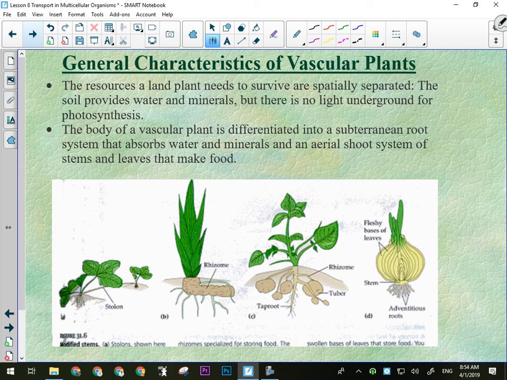There are lots of adaptations that plants have come up with over millions of years in order to deal with this. The body of a vascular plant is differentiated into its root system, that absorbs water and minerals, and a shoot system, an aerial shoot system, so that means above ground, that makes food, carries out photosynthesis, and supports the rest of the plant. Some different adaptations that we've seen in different groups of plants here.